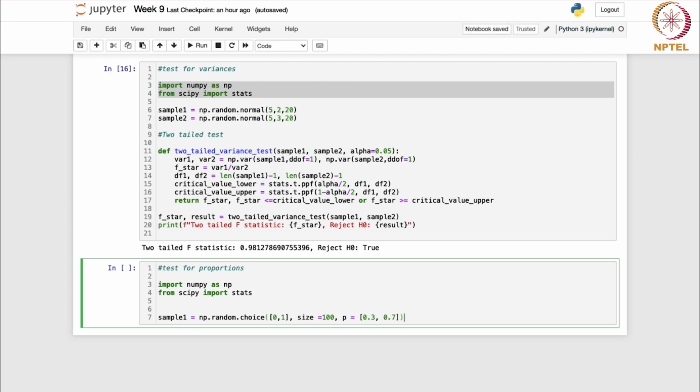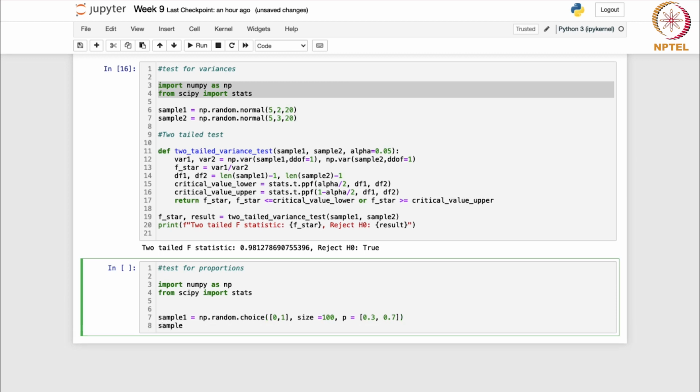Okay, so it means it is going to generate a random sample of 100 observations with two possible outcomes, that is 0 and 1, and the probability of choosing 0 would be 0.3 and the probability of choosing 1 would be 0.7. So basically this would simulate a binary outcome like a coin toss or a pass or fail test. Likewise you can define the second sample also. So we can reuse this. Here we can take the sample size as 120, and let us change the probabilities to 0.4 and 0.6.